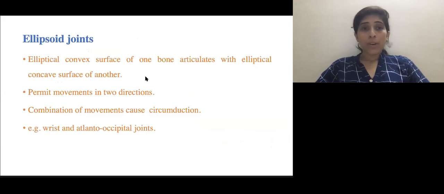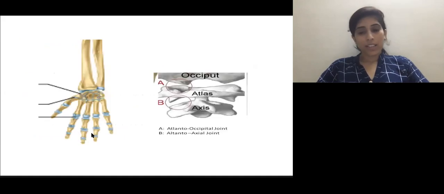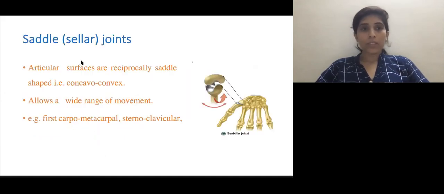Whereas in the ellipsoid joint, the elliptical convex surface of one bone articulates with the elliptical concave surface of another bone and permits movement in two directions. So wrist and atlantoaxial joints are this type of joint. Next is the saddle type of joint. It is also called the sellar joint.